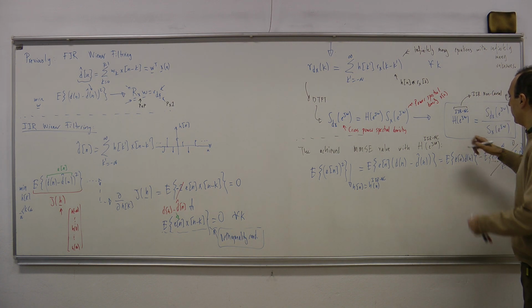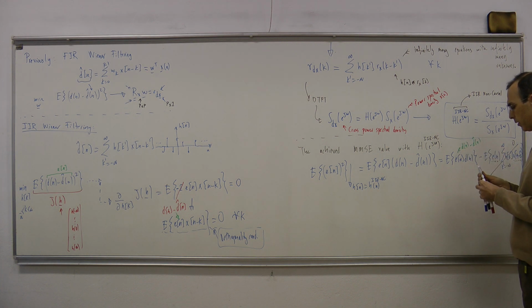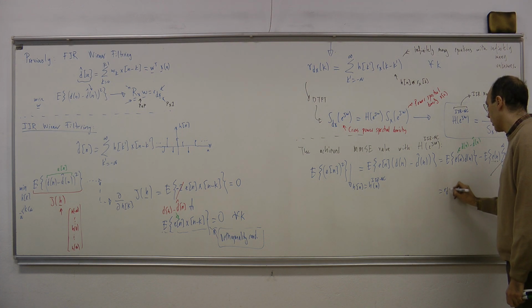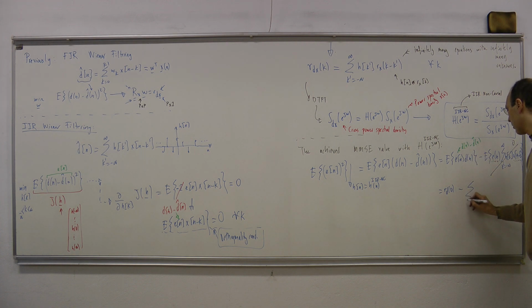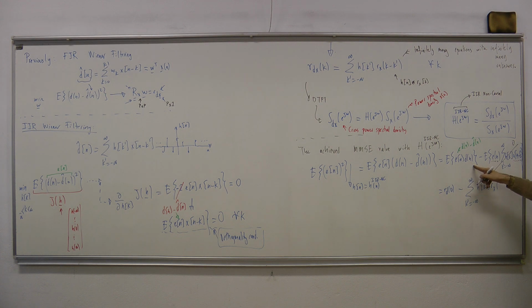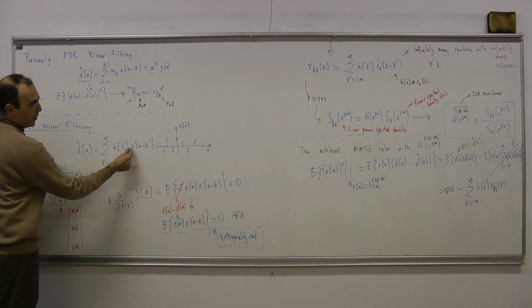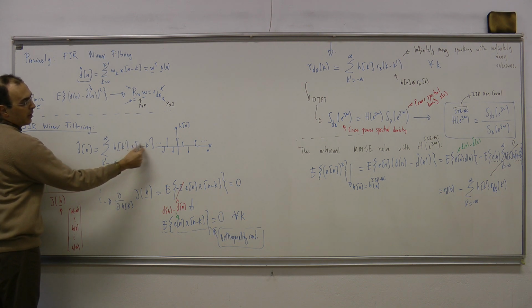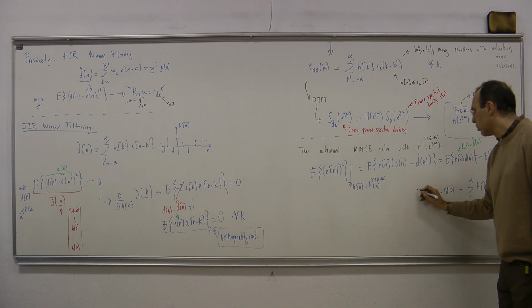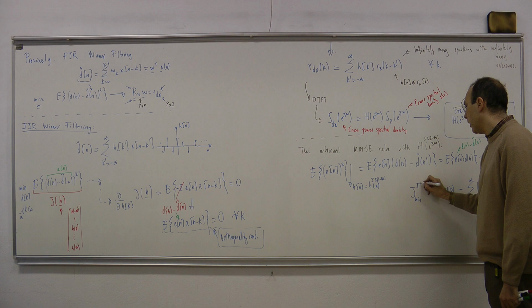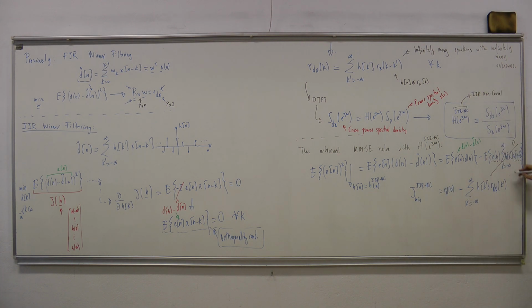So again, if I substitute d of n minus d hat of n over here, I get Rd0, that is E of d of n squared, minus the sum over k prime from minus infinity to infinity of h of k prime times Rdx. So this is d hat of n, am I right? I'm multiplying this by d, so d of n times d hat of n, d of n comes over here, so the expected value of this one is Rdx of k prime. Okay, that is it. So this is, let's say, J minimum value for the IIR non-causal filter. Okay, so I have such a relationship.